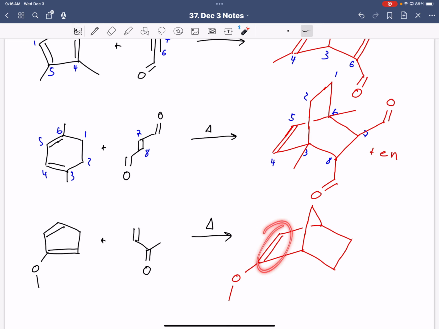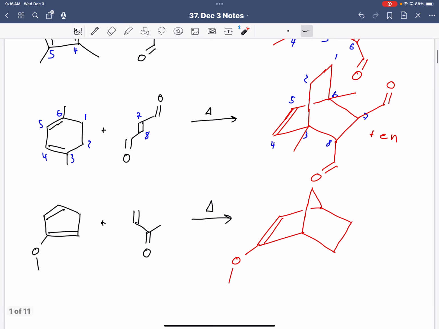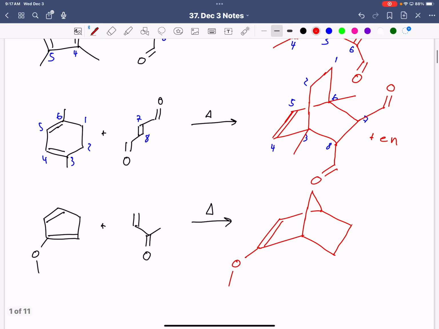There's my new pi bond from the Diels-Alder. It has that methoxy group coming off of it. These are both asymmetric, so now I gotta decide what the regioselectivity is. You could draw out the resonance structures, but you could also just remember that when this is on carbon 2 of the diene, and this is an electron withdrawing group, you're gonna get the para type relationship. So it'll be on this carbon.